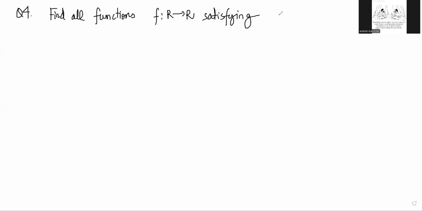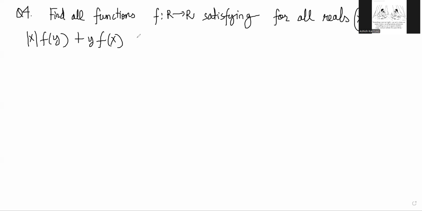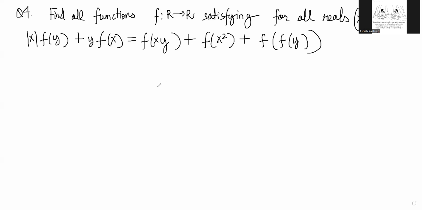Question 4. Find all functions f from R to R satisfying, for all reals x and y, mod of x times f of y plus y times f of x is equal to f of xy plus f of x square plus f of y, right?